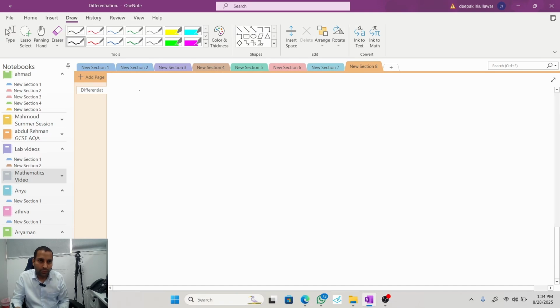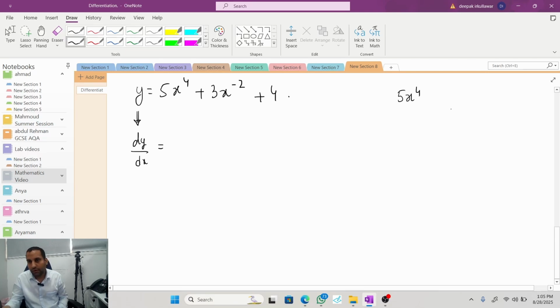So suppose you have y equals 5x to the power of 4 plus 3x to the power of minus 2 plus 4. Now if you are asked to differentiate this, y will become dy by dx. What would be the differentiation of 5x to the power of 4? We know the formula. What is the formula? If you have x to the power of n, it becomes n x to the power of n minus 1.